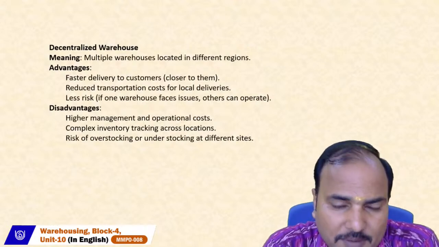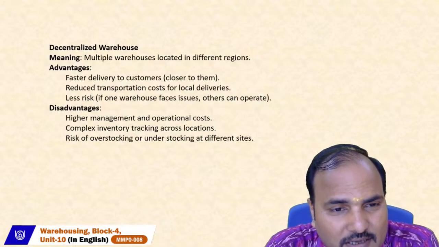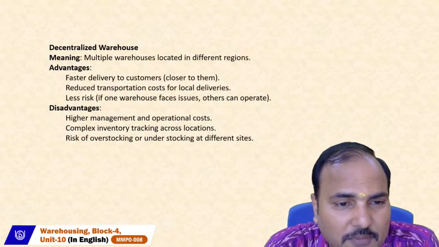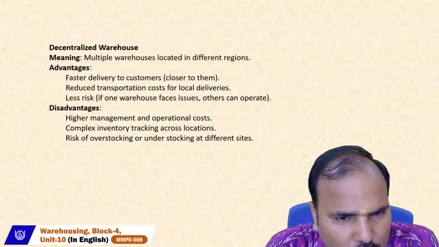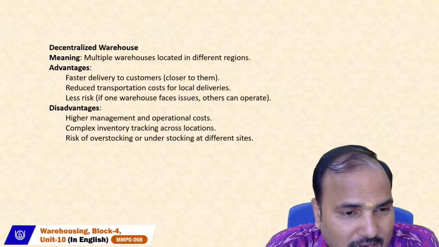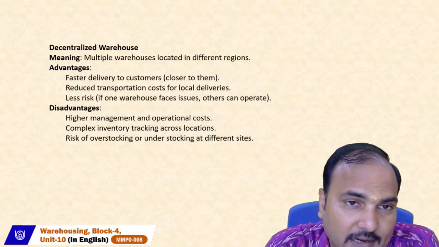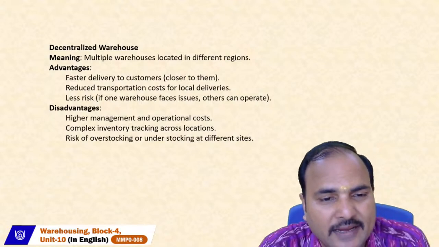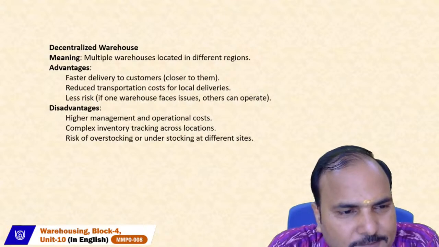Everything has some disadvantages, and the decentralized warehouse also has some. Here there are higher management and operational costs because so many warehouses are there, so from the operational point of view the management and operational cost will be more. And there is complex inventory tracking across the locations.